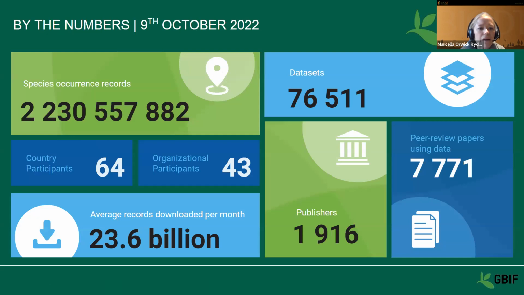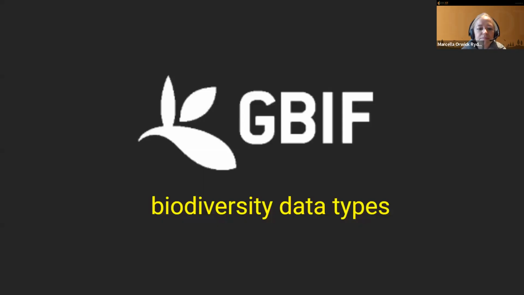So just a little bit about the numbers. These are actual numbers that we just got yesterday. There are about 2 billion species occurrence records now in GBIF with 64 country participants, 43 organizational participants, 76,000 data sets, about 2,000 publishers of GBIF data, nearly 24 billion downloads per month, and nearly 8,000 papers now that are using the data from GBIF.